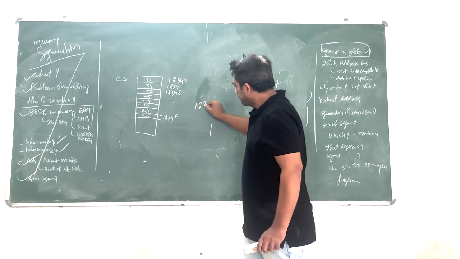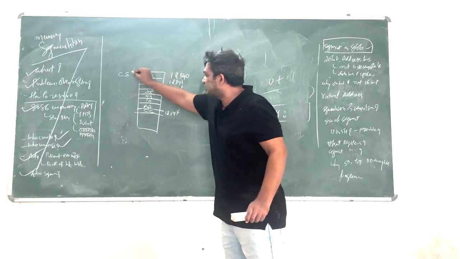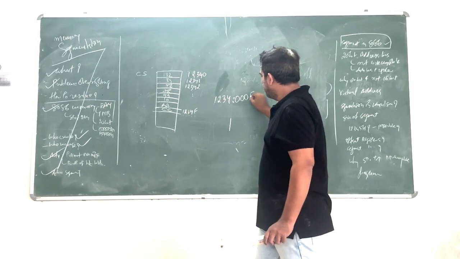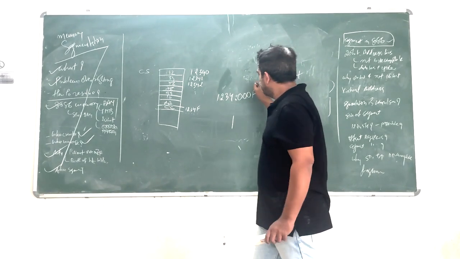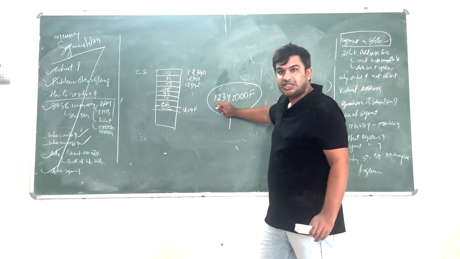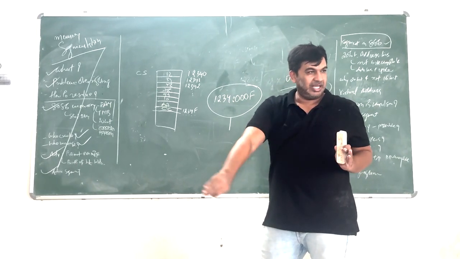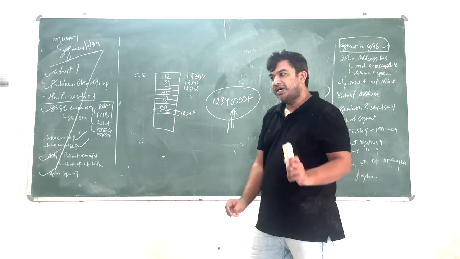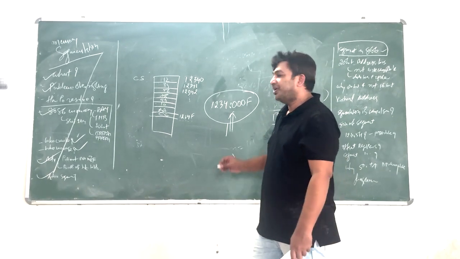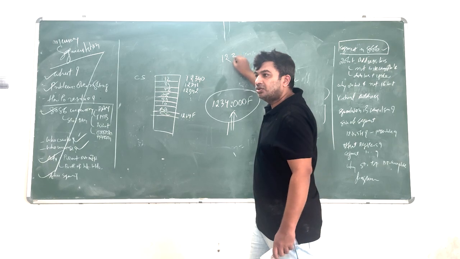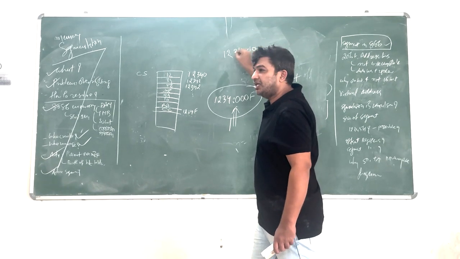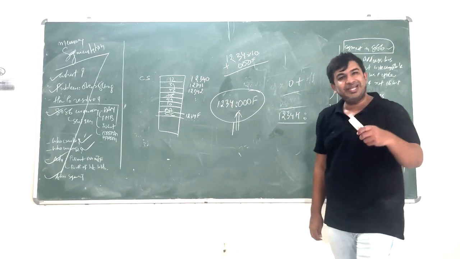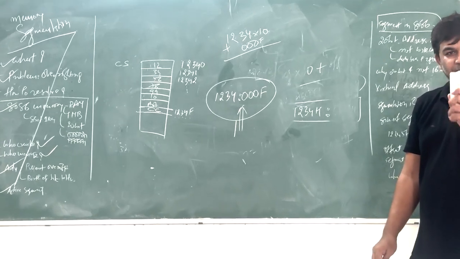1234 is my segment address, the starting address of the code segment. Colon 000F. This is my virtual address. Throughout our programming we will use virtual addresses only, because we can't store a 20-bit number. Internally your computer multiplies 1234 by 10 and adds 000F in the background. You don't need to do this, your computer will do it.